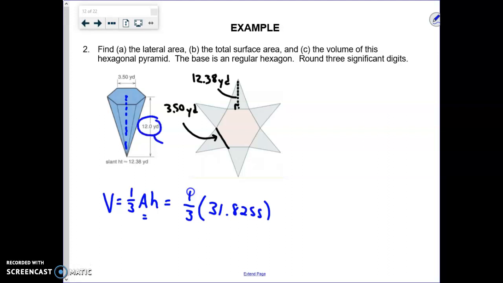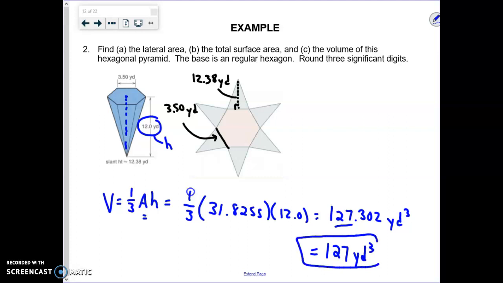This right here, ladies and gentlemen, is your altitude or your perpendicular height. So we're going to multiply that by 12. And if you do that, you get 127 and 302 thousandths. Now again, we're going to go to 3 significant digits. By the way, the label on this, since it's volume, is cubic yards. So again, if we go to 3 significant digits, that's going to be 127 cubic yards would be your volume.